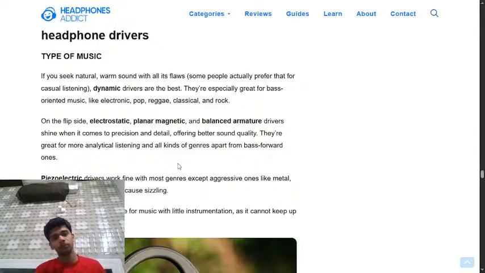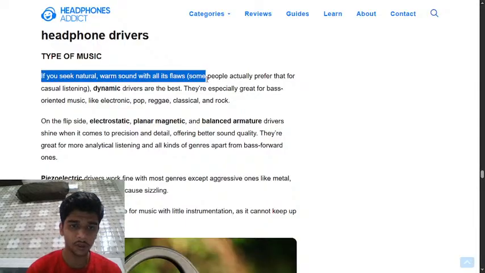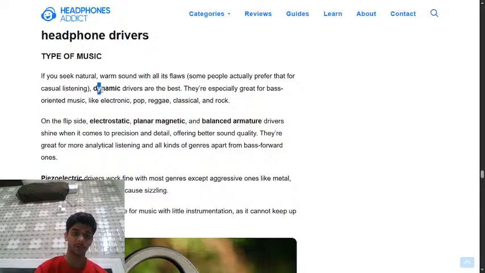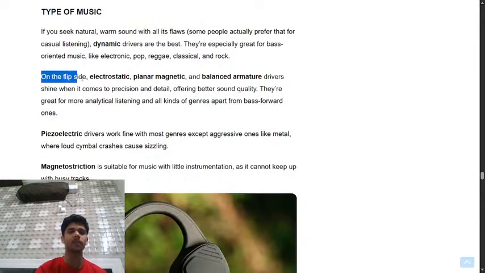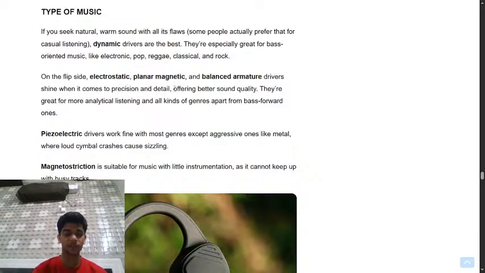Next, types of music. If you like natural warm sound with all its flaws, some people actually prefer that for casual listening. Dynamic drivers are the best. That's simply what I'm saying. On the flip side, electrostatic drivers come with precision and detail, offering better sound quality. They are great more for analytical listening and all kinds of genres, from bass forward ones.